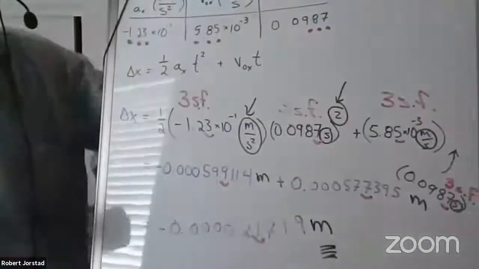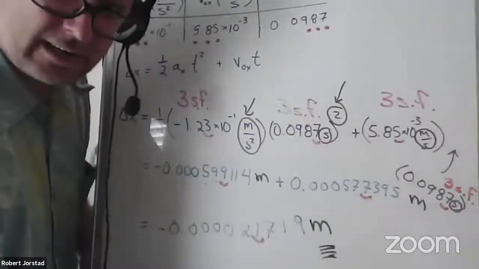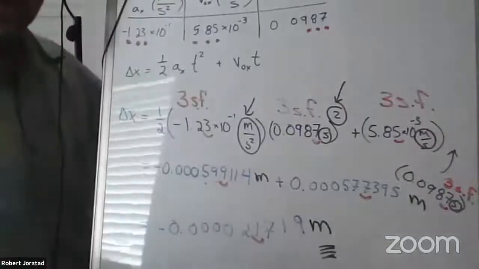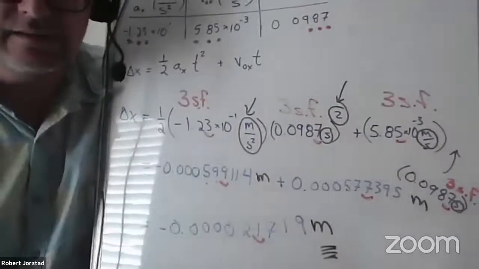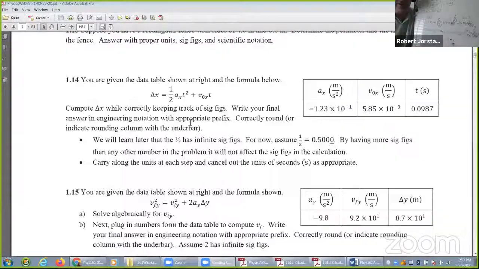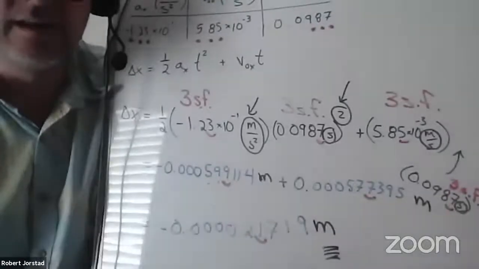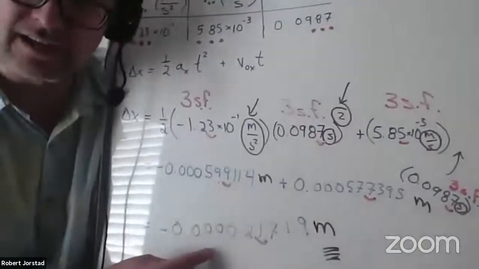Okay, cool. One last trick. If we go back and read the question, let's see if we answered it. Shocking. Read the question before you move on and make sure you answered it. I know that sounds crazy, but that's physics. Write your final answer in engineering notation with appropriate prefix. Have we done that? No. This is not engineering notation.